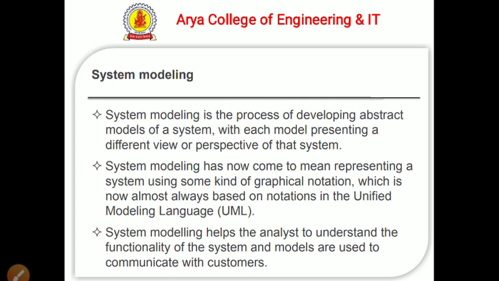System modeling helps the analyst to understand the functionality of the system, and models are used to communicate with customers. So it helps the analyst to understand the functionality of the system, and the models used in system modeling are also important to communicate with the customers.